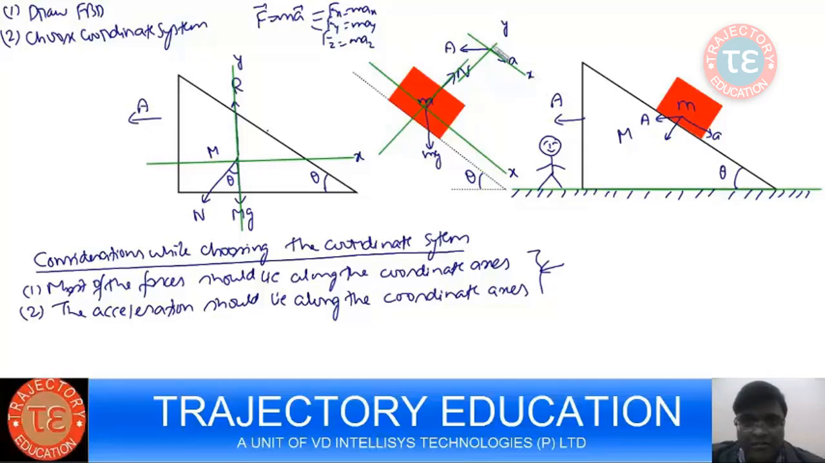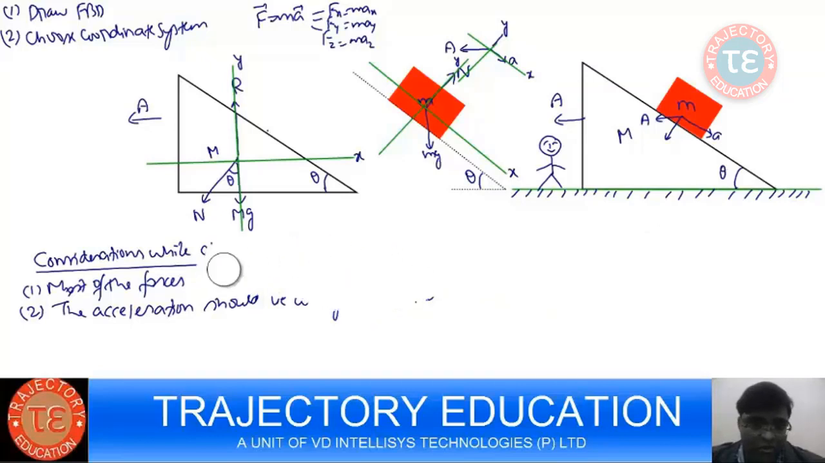So you choose the same coordinate axis for this also. This is x and this is going to be y. Your coordinate axis on this side and on this side should not be different. See here, if I choose this coordinate axis, out of three forces, two are lying along the axis and acceleration is lying along the axis. Here out of two, one force is lying along the axis and one of the acceleration is also lying along the axis. So we have drawn this coordinate axis.